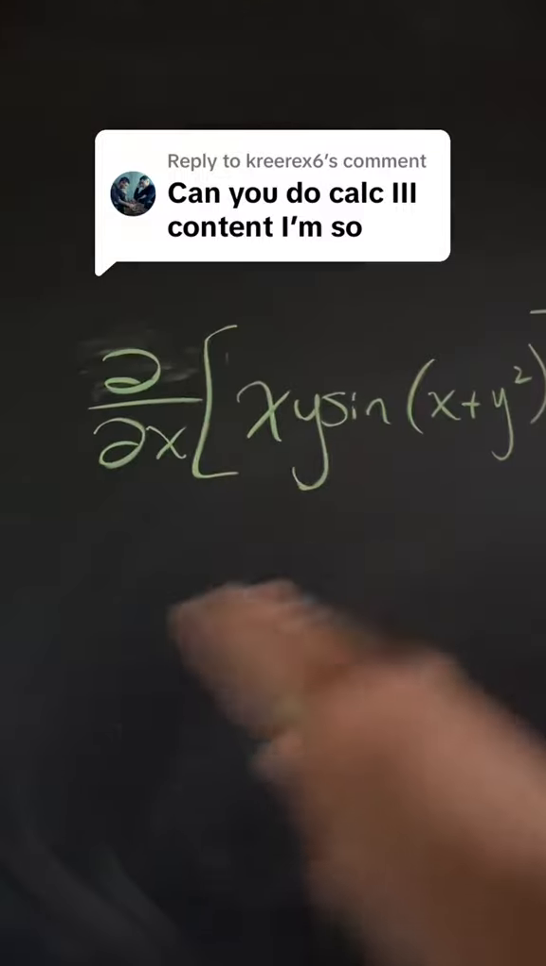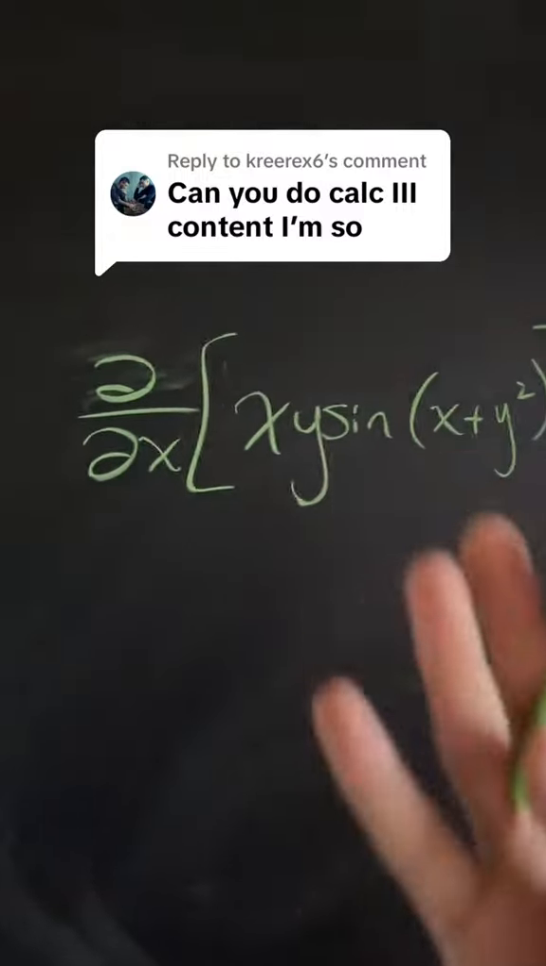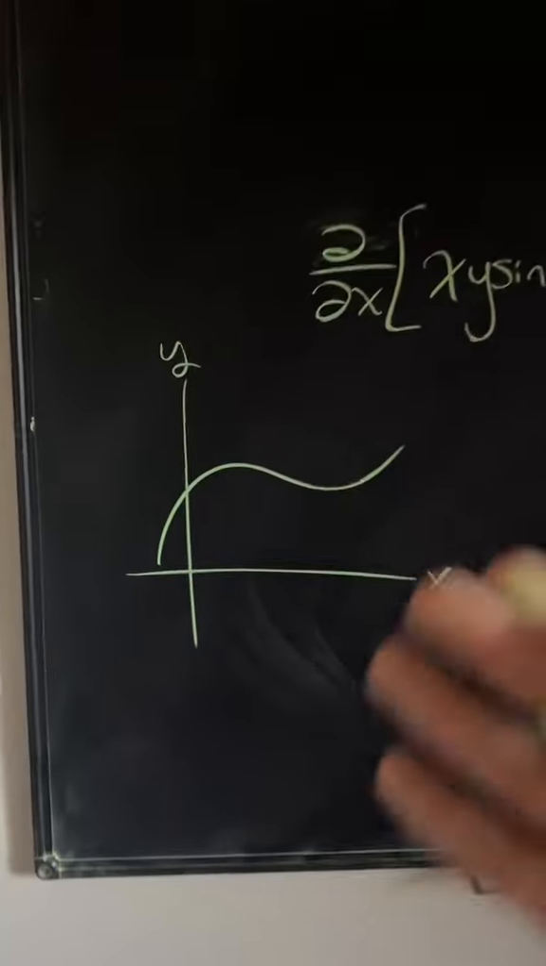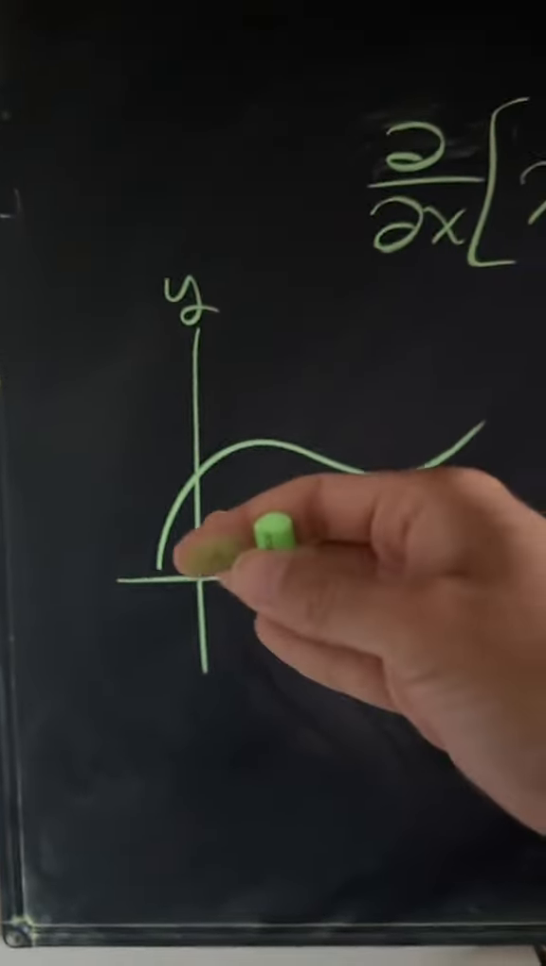Now, these little squigglies aren't here just to be cute. They actually mean the partial derivative of this function in terms of x. But what does that even mean? In two-dimensional calculus, we can find the change in y as we move in x.